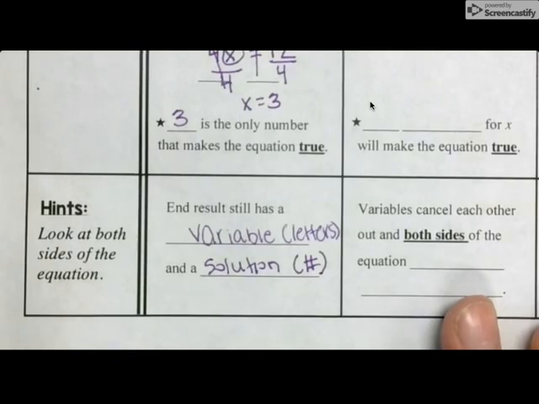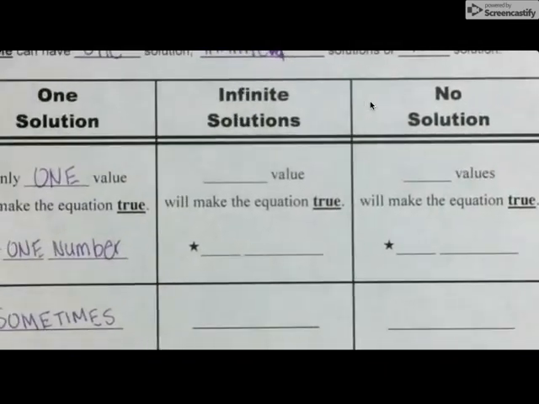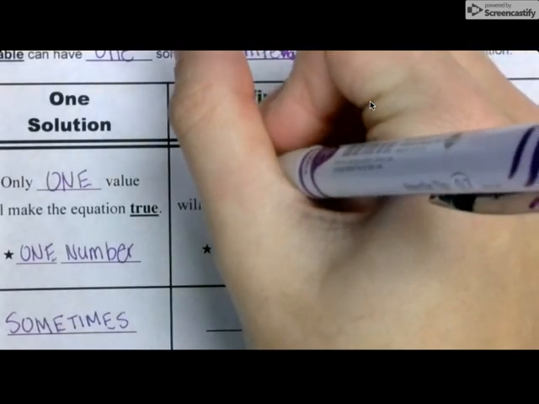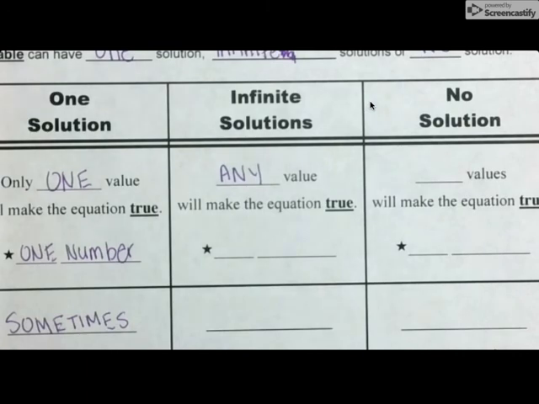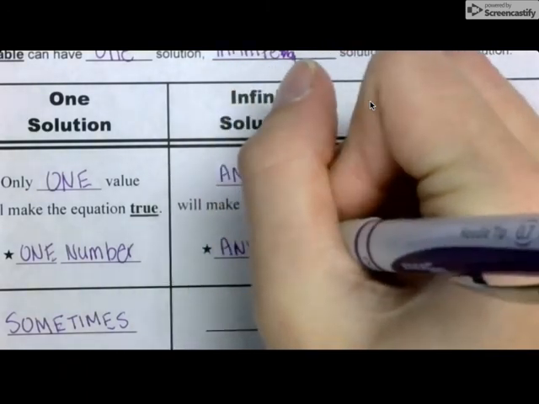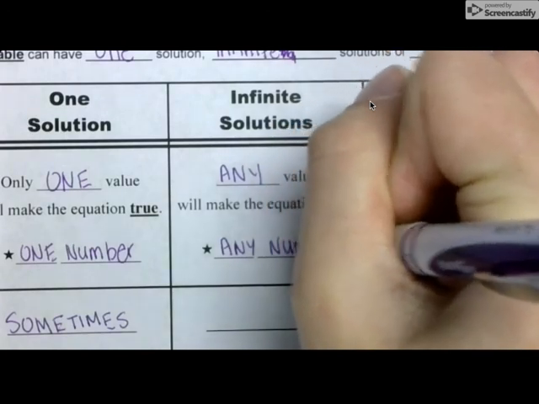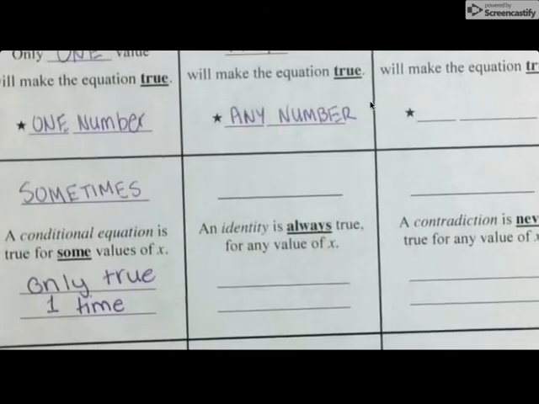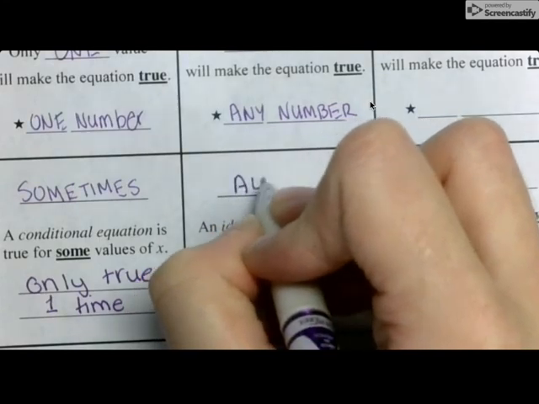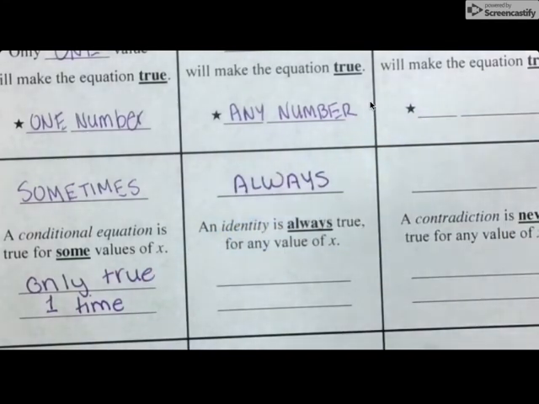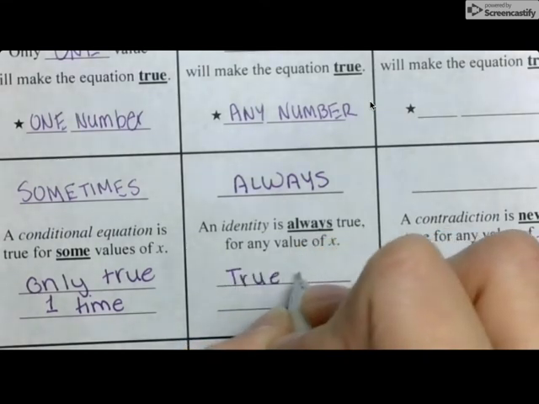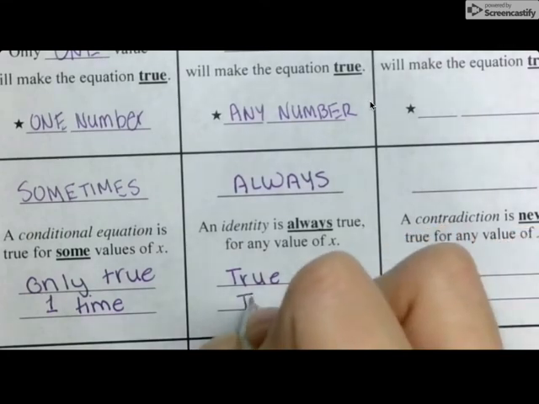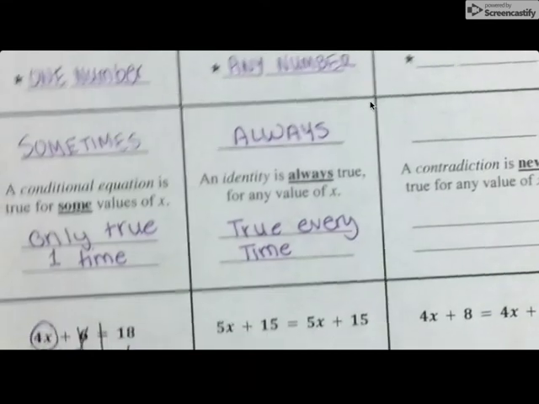Now we are going to look at the two new cases. Okay? So, infinite solutions. This is going to be any value will make the equation true. So it is any number. Doesn't matter what that number is, doesn't matter if it's a fraction, doesn't matter if it's a decimal. Any number you put in will make it true. Because you can put in any number, it is always going to be true. And here it is true every time. Every single time. No matter what happens, it's going to be true.